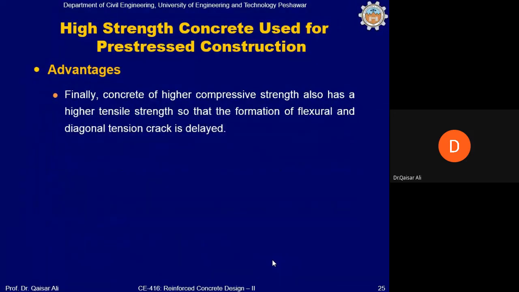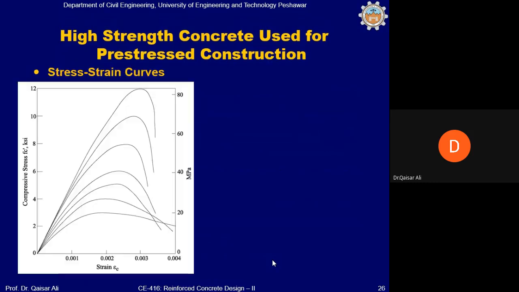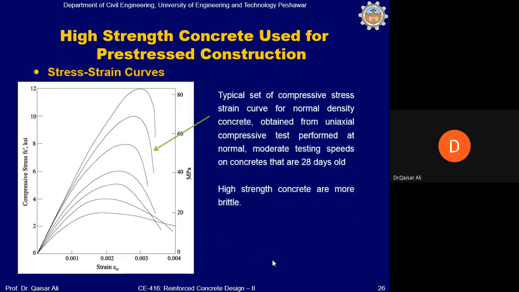Finally, concrete of higher compressive strength also has a higher tensile strength, so that the formation of flexure and diagonal tension cracks is delayed. These are typical stress-strain curves for high-strength concrete. You can see that high-strength concrete is more brittle as compared to low-strength concrete. Although concrete is brittle in nature as compared to steel, if we compare low-strength concrete to high-strength concrete, then high-strength concrete is more brittle. But it is not of significance for us, because we never use concrete for ductility in our structures.